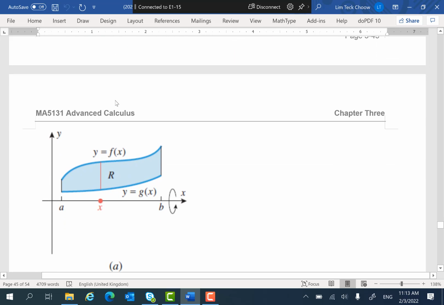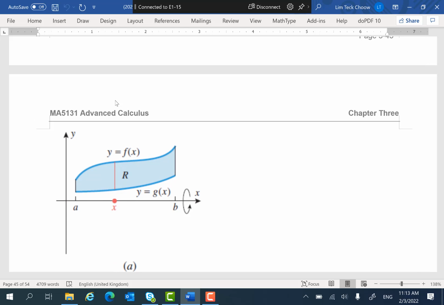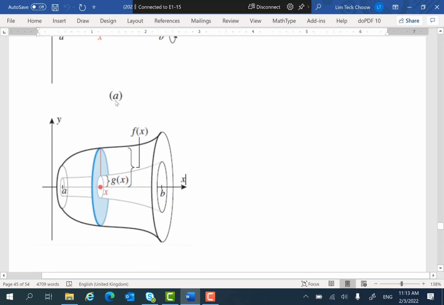Guess how it looks if you rotate about the x-axis. What would the shape be like? Can you imagine? It'll be hollow in the center, right? This book is fantastic, seriously. The drawing is something I can't match. Very nice, right? So it's hollow in the center.